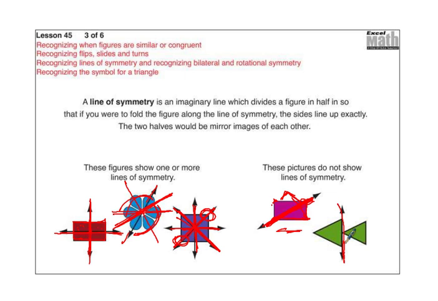This is also not a line of symmetry. If I folded this over, this triangle would look like that when you folded this on this line, so it does not line up with the other triangle.